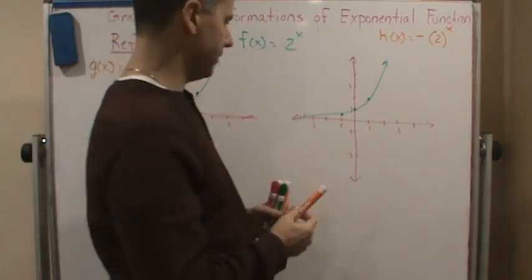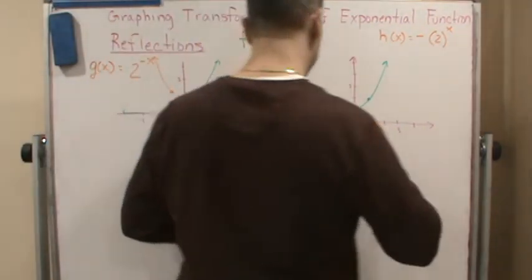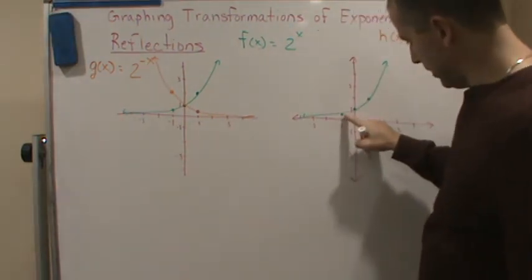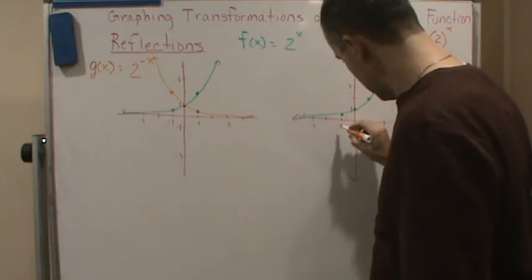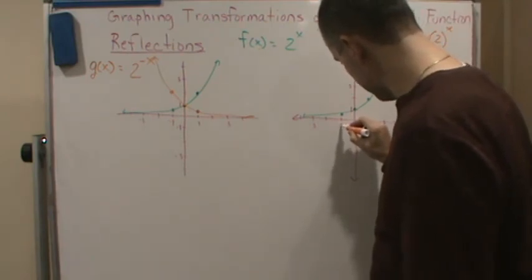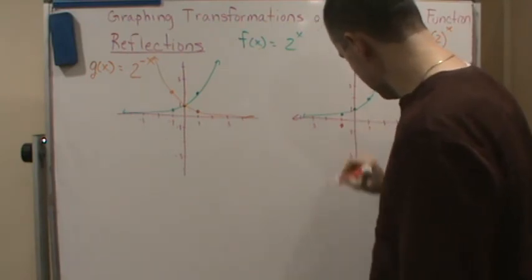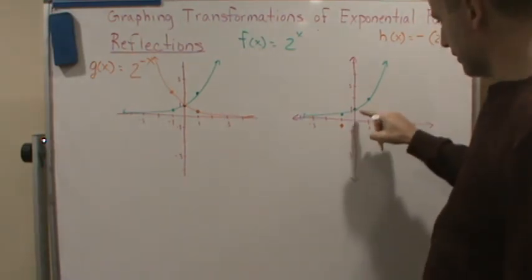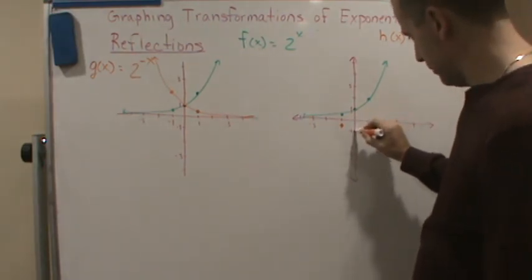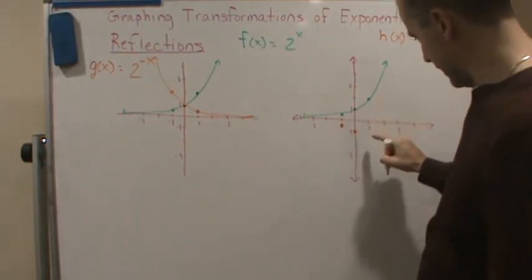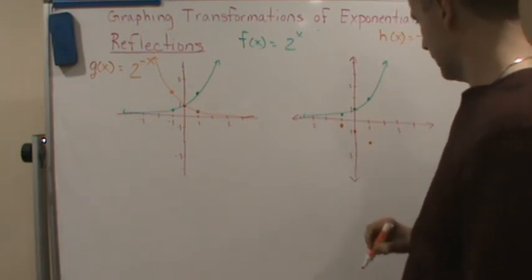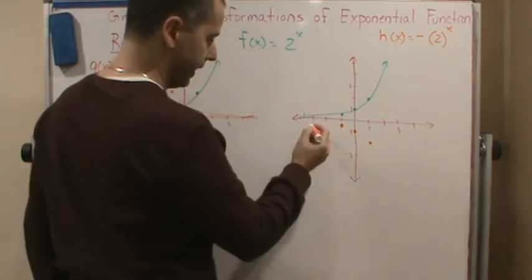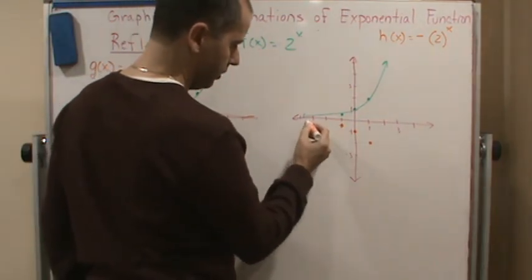So what do you get? Well, this point here is going to flip down to -1/2. This is going to flip down to -1. And this is going to flip down to -2. And so what happens here is I get the mirror image that looks like this.